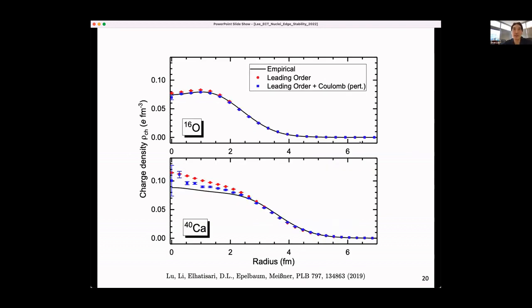It can reproduce the charge density distribution for oxygen-16 with the Coulomb interaction included. Same thing for calcium-40, although there's a little bit of an overshoot in the central density, but it's a pretty good description for a very simple 4-parameter interaction at the microscopic level.